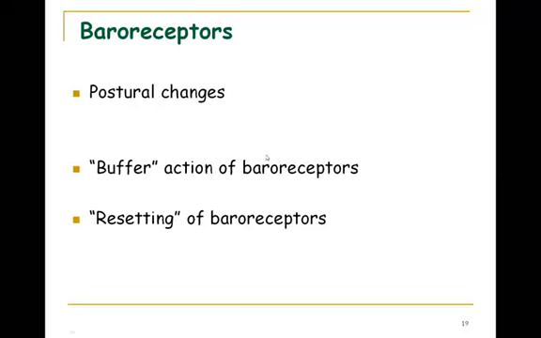Now these baroreceptors are definitely important when we're talking about postural changes, so from lying down to standing up, which is what we're going to be doing in lab. The baroreceptors, they say, have a buffer action. Think of when in biochemistry you learn about acid-base balance and learn about chemical buffers like the bicarbonate buffer. Those buffers are used to resist changes in pH. Well, the baroreceptors act as buffers, but their buffer action is to resist changes in mean arterial pressure.